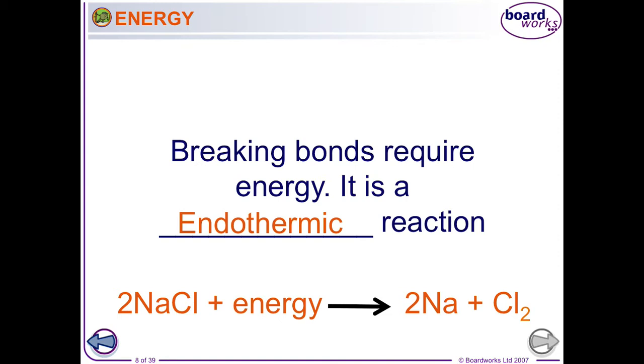It requires that energy. Think about if you and your friends are friends. In order for that friendship to break, it's going to require some energy, or some real heated tension or a heated argument in order for your bond to break.